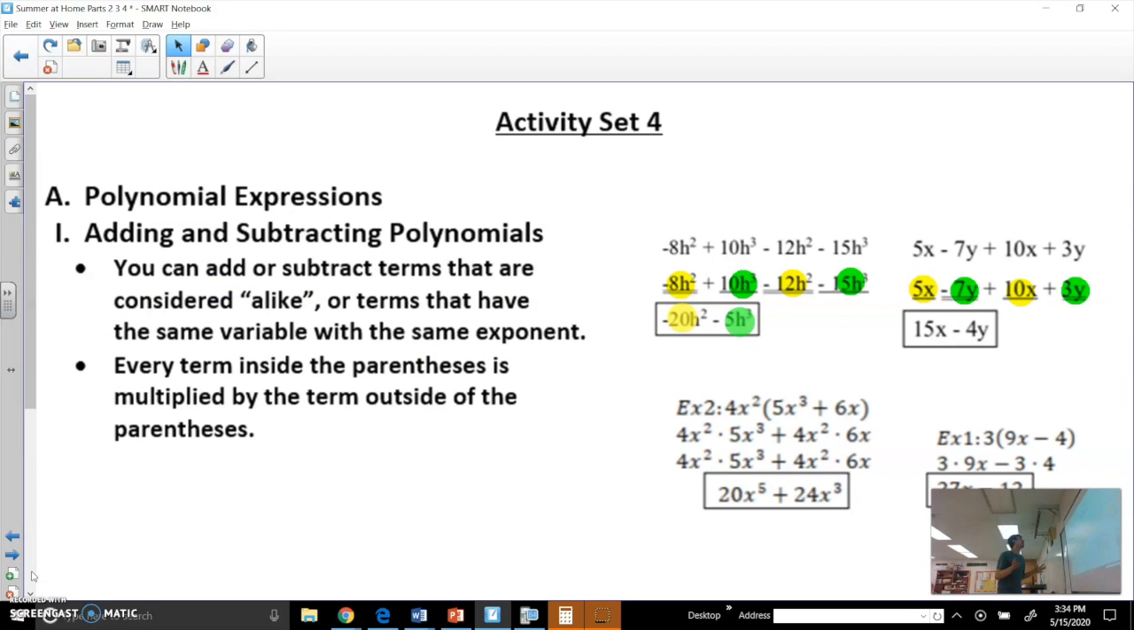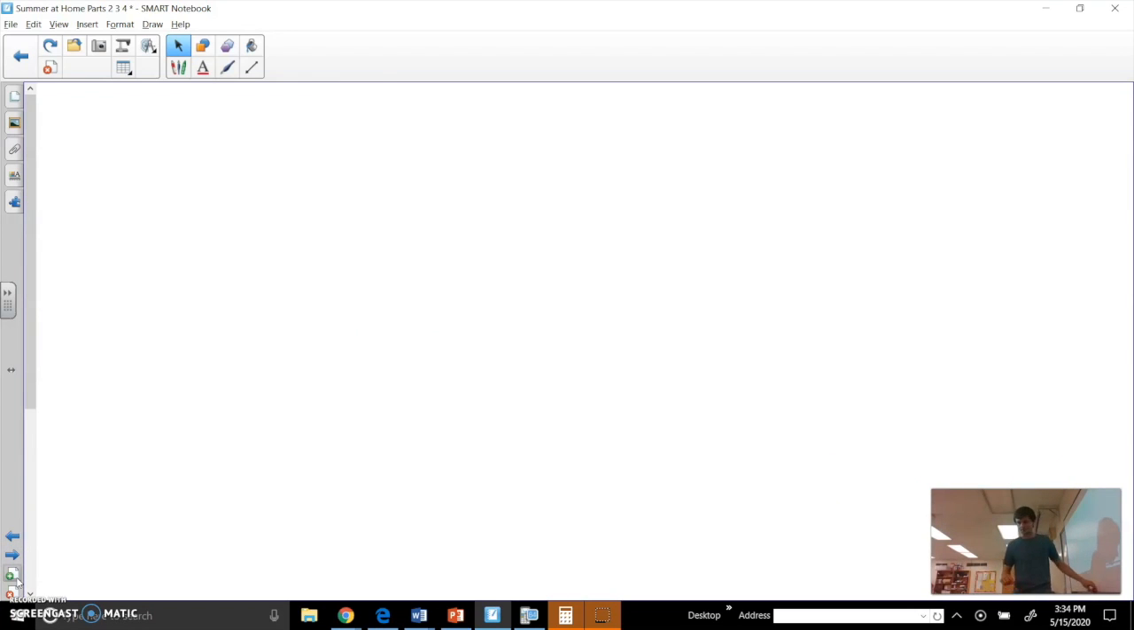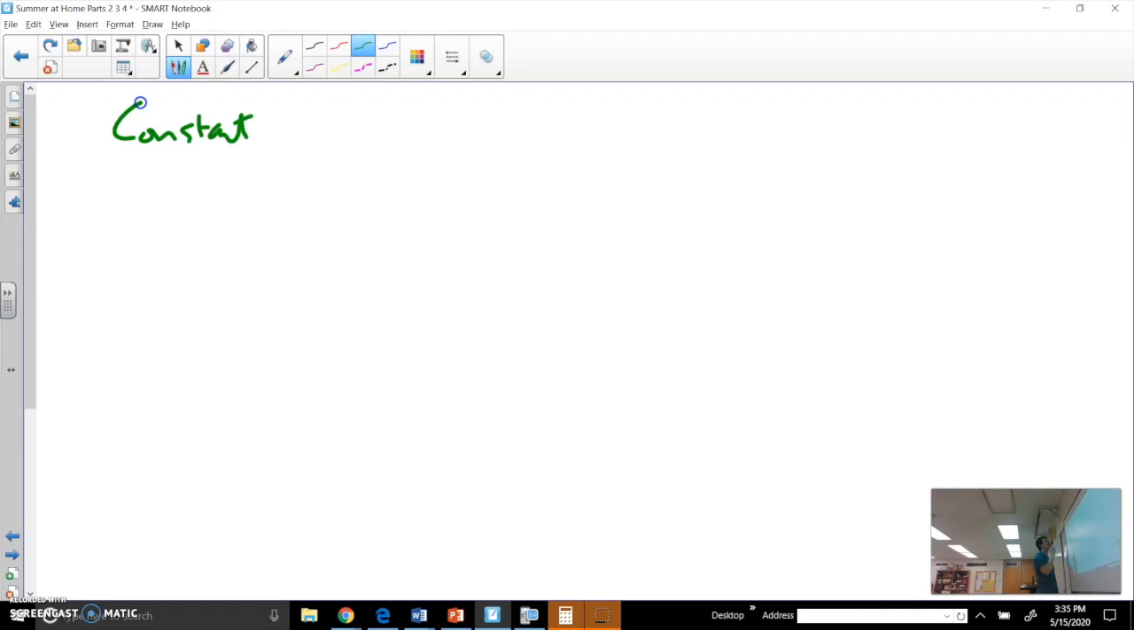So the first thing we're going to talk about is polynomial expressions, and even before we talk about those, I think we'll talk a little bit about where we've gone. When we first talk about numbers in algebra and variables, it's important to understand a few classifications. First, we have the word constant. And a constant is any number, for example, 2 or -4 or -24.